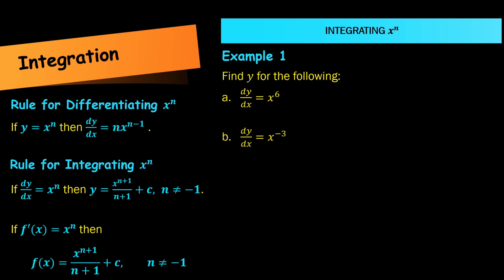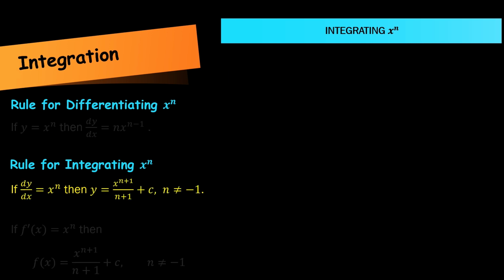Let's now take a look at some examples. Find y for the following. Part A, dy/dx equals x to the power 6, and Part B, dy/dx equals x to the power minus 3. Pause the video and have a go. Press play when you're ready to view the solutions.